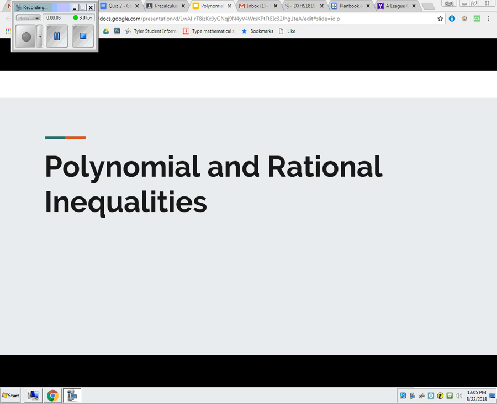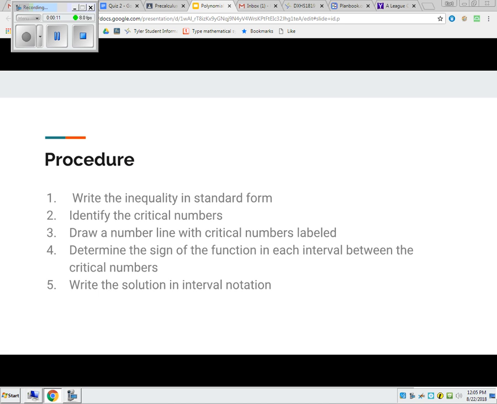Today we're going to knock out polynomial and rational inequalities. We're going to put all this factoring that we've been doing to use. So the procedure for this is going to be, first of all, write the inequality in standard form. Remember, what I mean by that is get 0 on a side by itself.